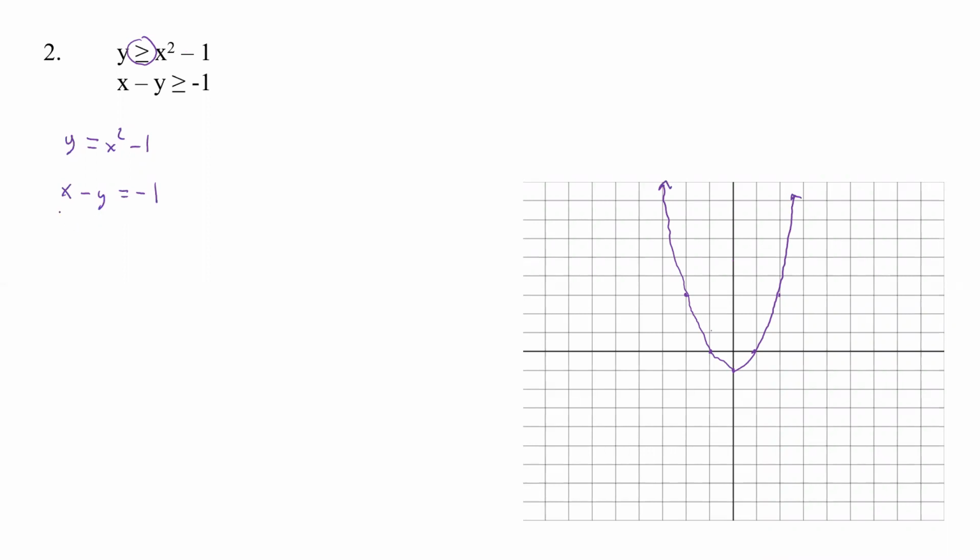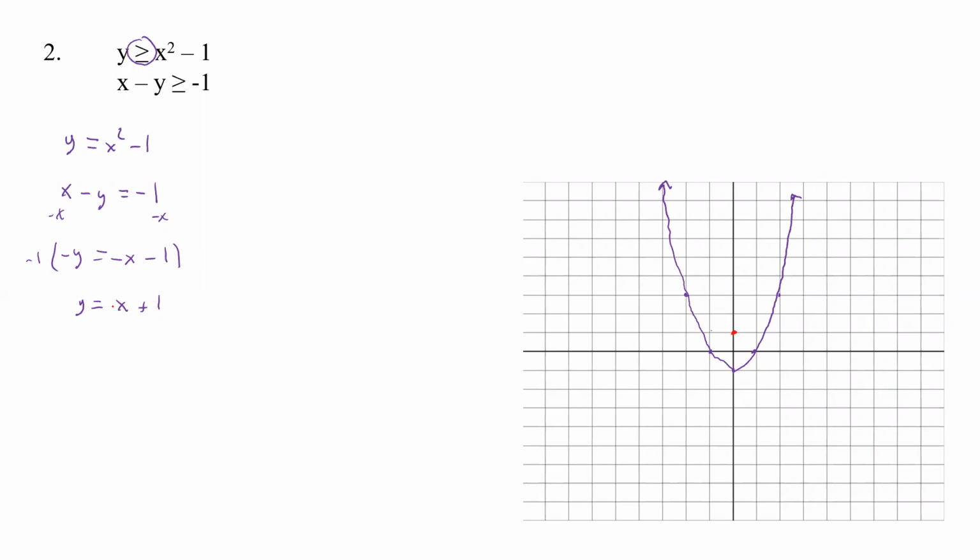Now this one, I need to solve for y. So if I subtract x and subtract x, negative y equals negative x minus 1. And if I multiply everything by negative 1, I get y equals x plus 1. So I'm going to have the intercept 0, 1. And maybe I'll draw this one in a different color to kind of differentiate. So 0, 1 is here.